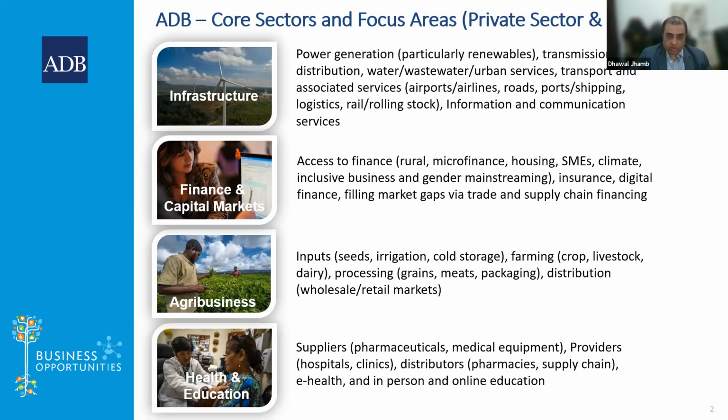And the fourth pillar or the fourth priority area is in social sector, which is health and education, where we support suppliers in terms of medical equipment, pharmaceutical services, and then into service delivery for hospitals, clinics, diagnostics, distributors, e-health, telehealth, brick and mortar education in terms of schools, universities, colleges, and online education too. So these four are the core areas of ADB's priority areas for private sector and PPPs.